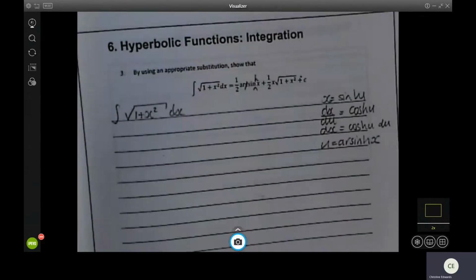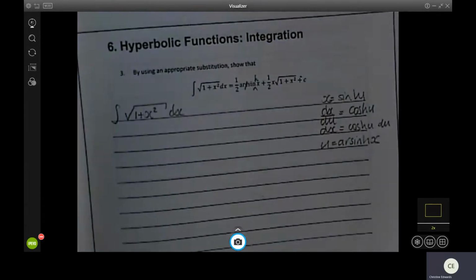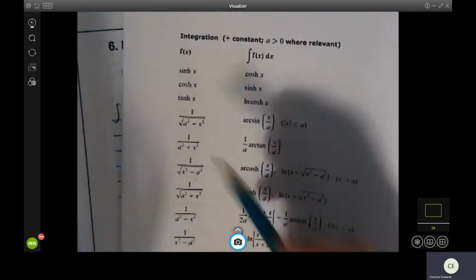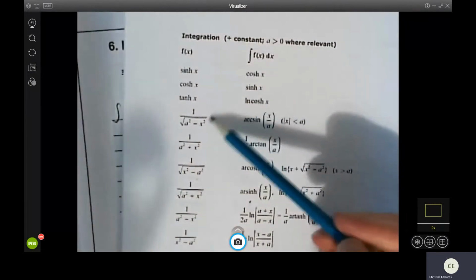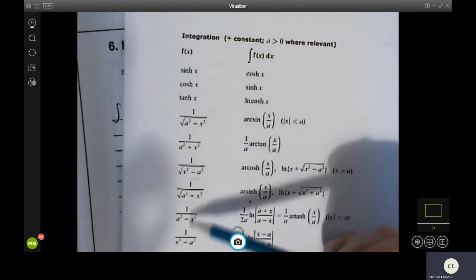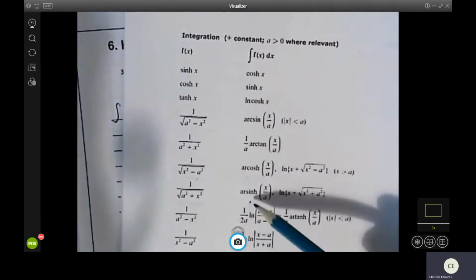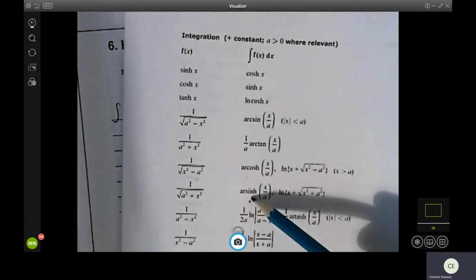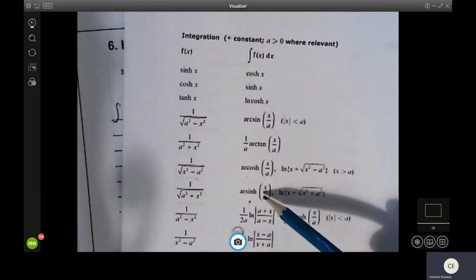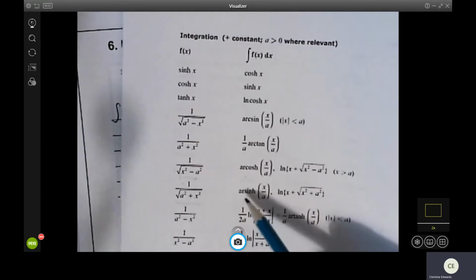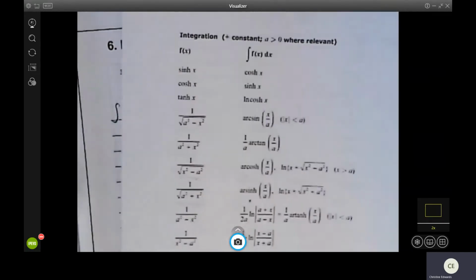If I refer to my formula book and I look for one of these in the format where we have an a squared plus an x squared with a square root, it gives me the standard result as the inverse of sinh of x over a in this case. So that gives me a clue that I'm probably going to be working with hyperbolic sine.